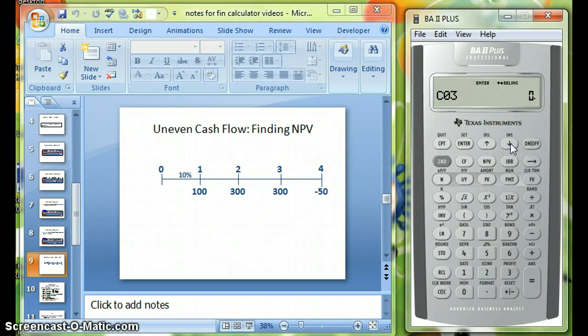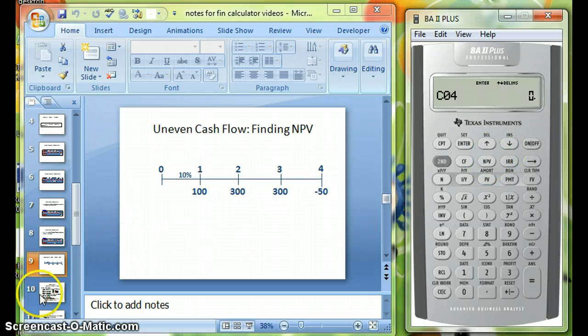And what is the next cash flow? After 2 of the 300, the next one is negative 50. Don't forget, enter. Go down. That's only 1, so leave it as 1. Now we finished inputting all the cash flows.